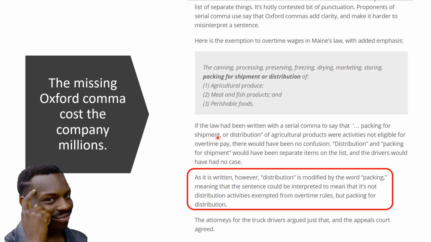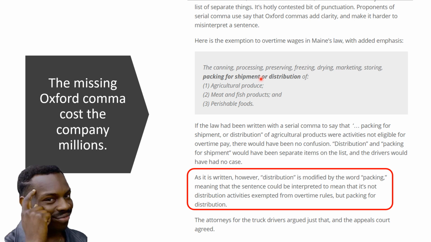If it were there, okay, there would have been no confusion because distribution and packing are two separate items on the list, and the drivers would have had no case. Did you get that? Okay, in the presence of an Oxford comma or a serial comma, distribution and packing for shipment are two separate items.